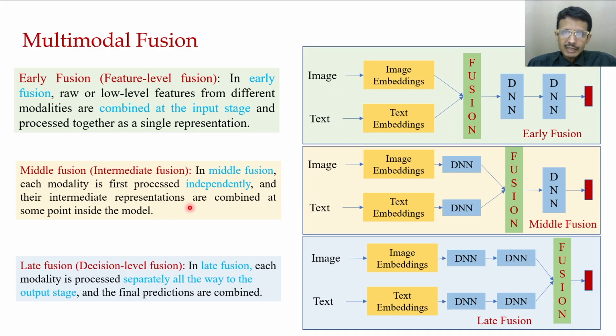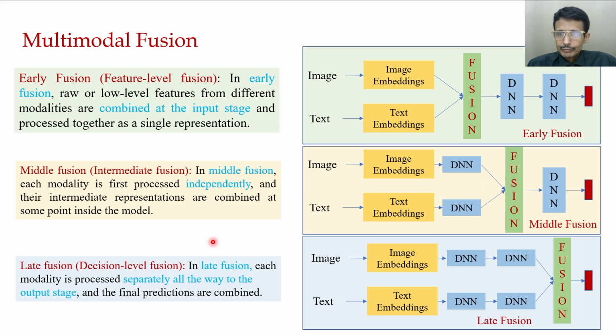Now, the mid level fusion. Mid level fusion means sometimes we use some sort of deep neural network, it may be a CNN, it may be an RNN, to get some sort of feature representation from these particular neural networks, which are more suitable for these kinds of modalities. So in middle fusion, each modality is first processed independently, and their intermediate representations are combined at some point inside the model. So after some processing, we fuse.